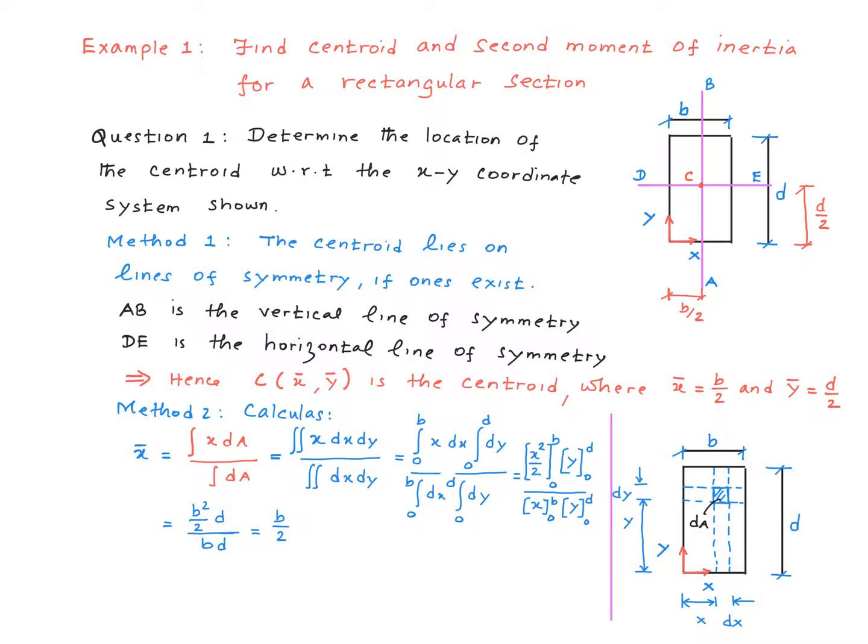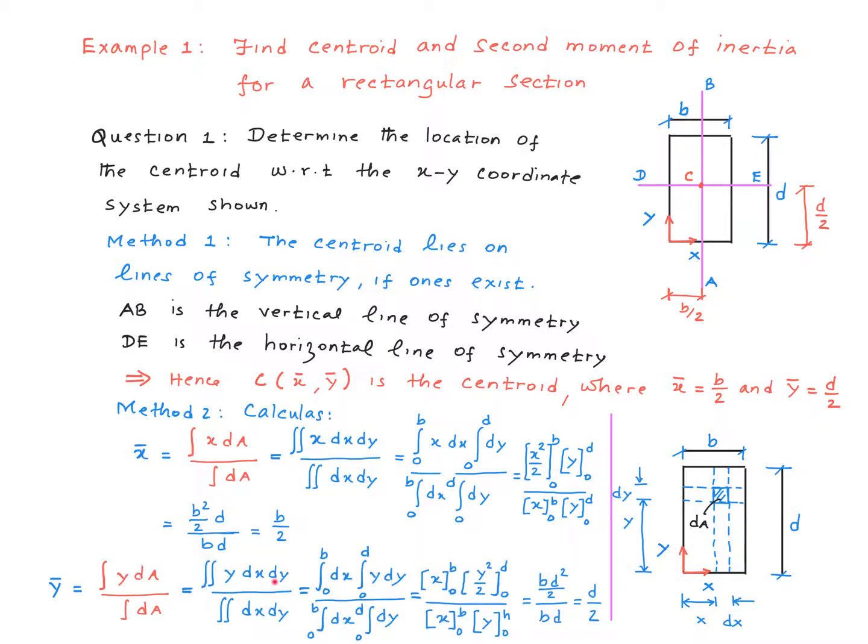x times dx integrated becomes x squared over 2, right? 0 to b for x and 0 to d for y, right? So you perform all of these integrations and apply the limits, and we end up having b over 2 for x bar, the way it's supposed to be. That's what we found over here using the theory based on the lines of symmetry, right? Here is the step for y bar. We get y bar equal to d over 2, like it's supposed to be, right?